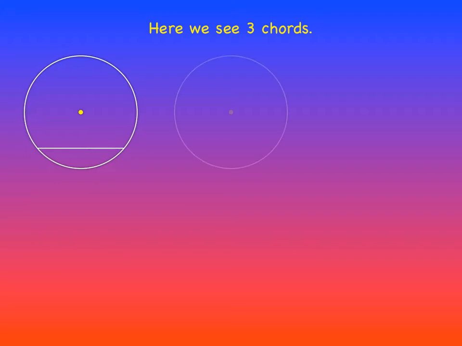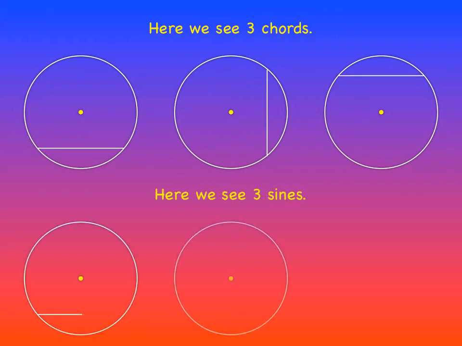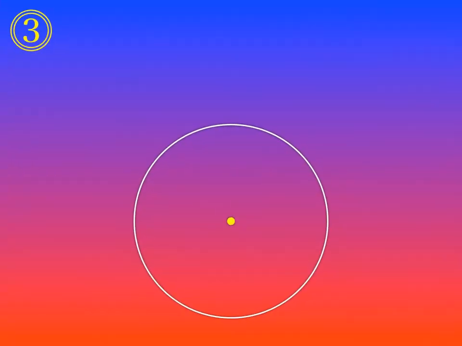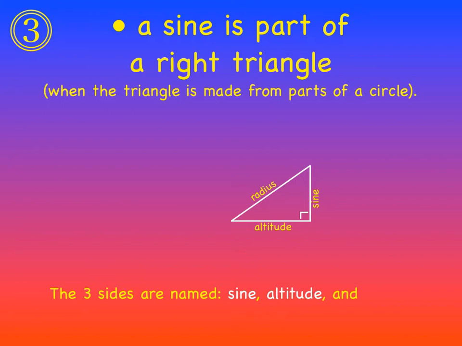Here we see 3 chords. And here we see 3 sines. They are half of a chord. A sine is part of a right triangle when the triangle is made from parts of a circle, such as these 2 radii, a chord, an altitude, right angle, get rid of the radius, get rid of the chord, you've got a sine, there it is. The 3 sides are named sine, altitude, radius.